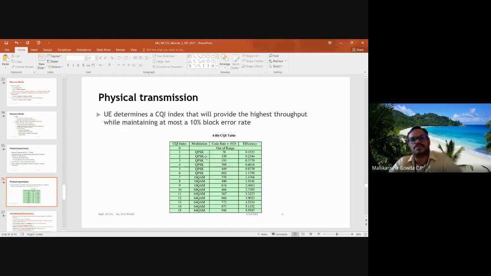Depending upon the value of the channel quality indicator index, it will be selecting the type of modulation technique. Based on that, we will be able to achieve the desired efficiency, which means it will be giving this type of efficiency.